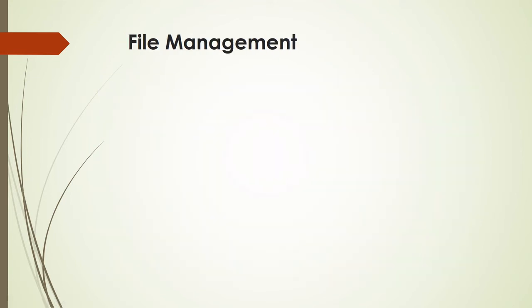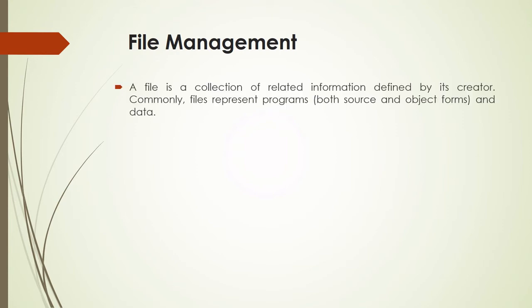Next is about file management. Now what is a file? A file is a collection of related information defined by its creator. Commonly a file represents both source and object forms and data. So generally for every file there is a name of the file.